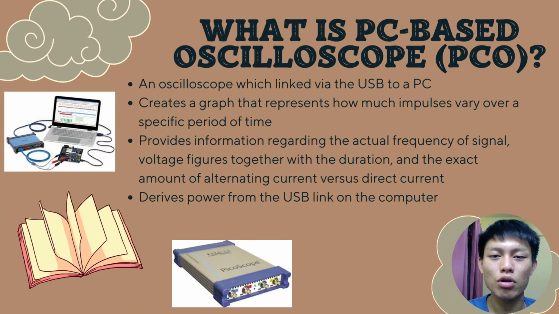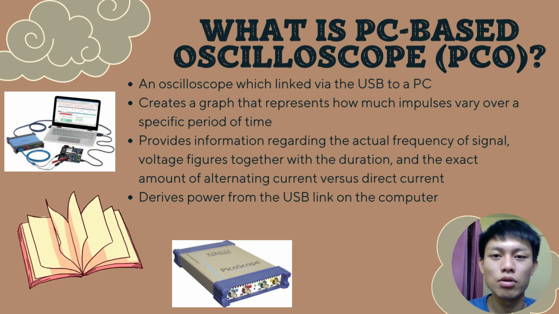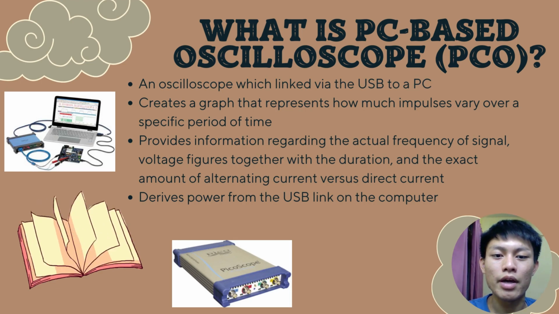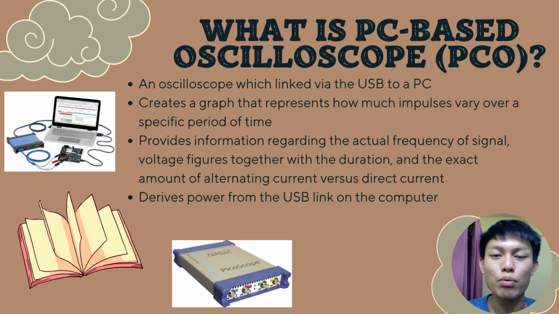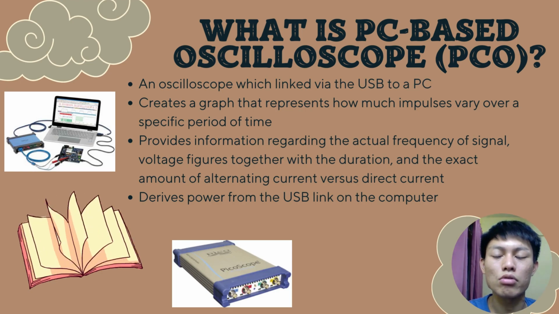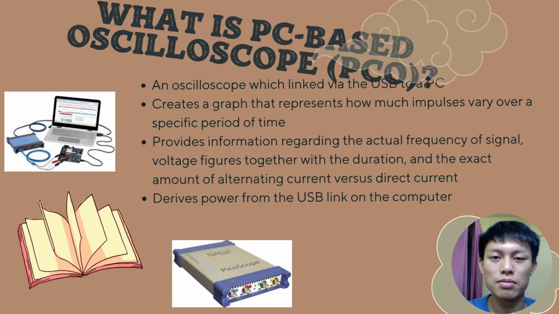A PC-based oscilloscope, also called PCO, is an oscilloscope which links via USB to a PC, and the diagram below is a PCO. The PCO creates a graph that represents how much impulses vary over a specific period of time, and it provides information regarding the actual frequency of the signal, voltage figures, together with the duration and the exact amount of AC versus DC. Unlike a traditional oscilloscope, a PC-based oscilloscope derives power from the USB linked to the computer.